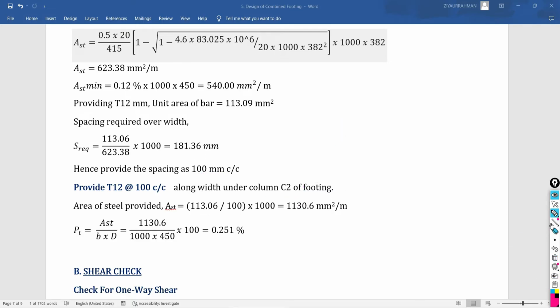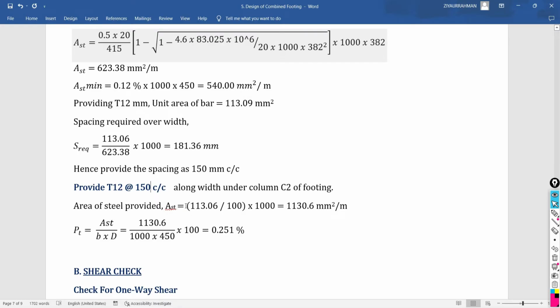So here also, instead of this 181.36, I am going to provide a lower value, as it will be too less otherwise. That's why I am going to provide as spacing, instead of 181, 150 mm center to center. So provide 12 mm diameter bars at a spacing of 150 mm center to center along the width under the column C2 of the footing.